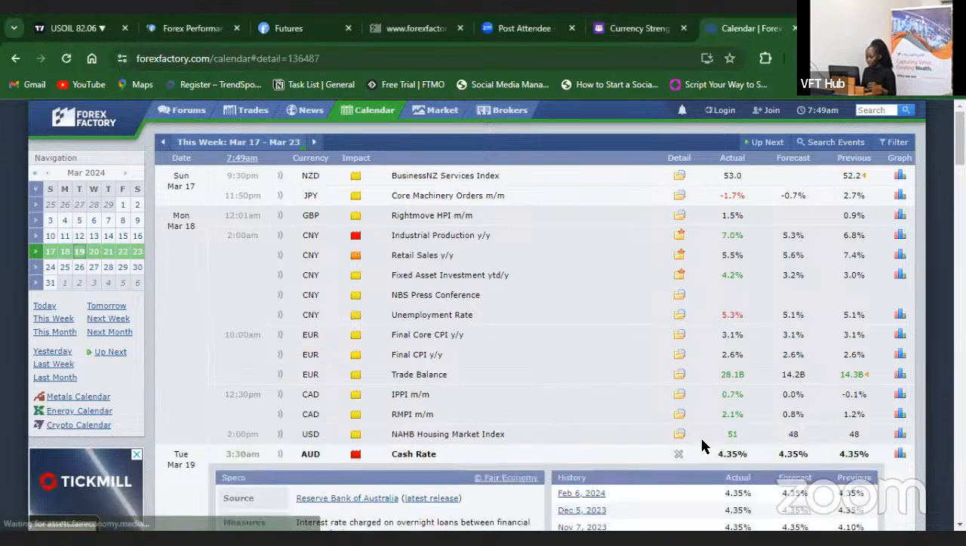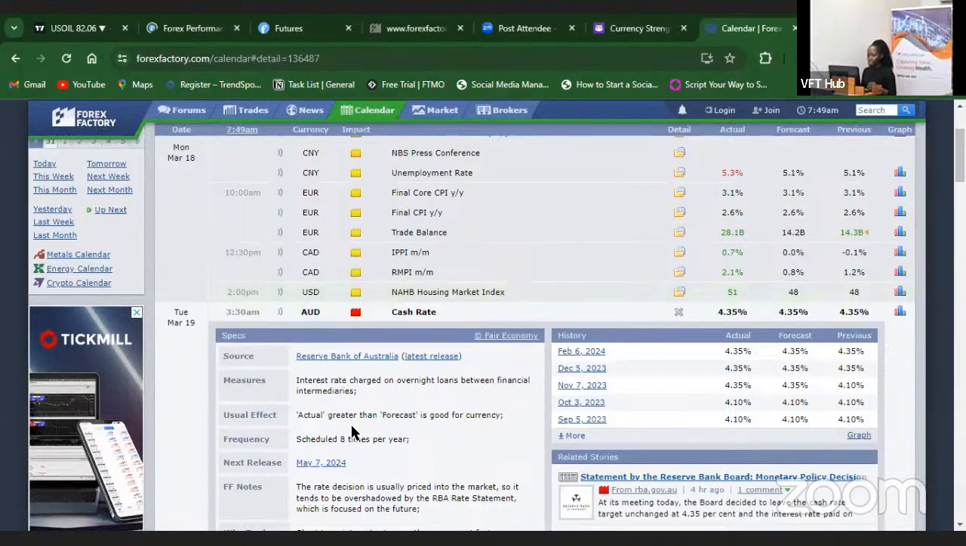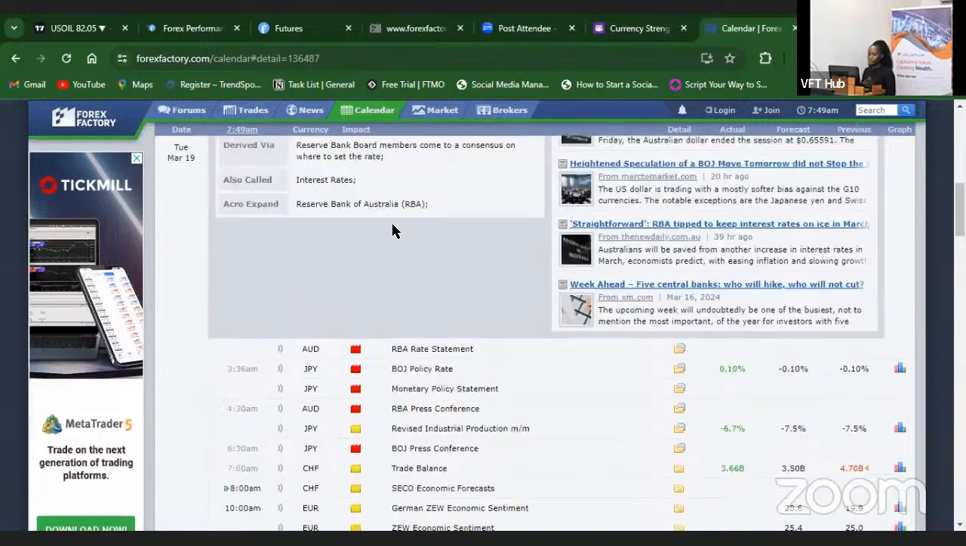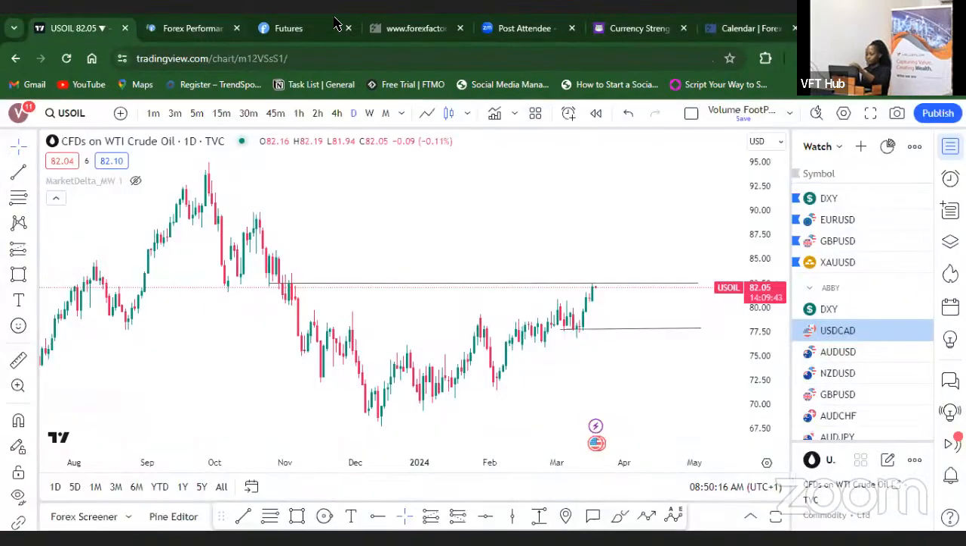For you to understand what this means, we just click on this icon here, and it shows you what it measures: the interest rate charged on overnight loans between financial intermediaries. The effect is, when you see this news release greater than what was forecasted, then it is good for the currency. And this guy already came out exactly as forecasted. It was forecasted to come out at 4.35%, and it came out at 4.35%, right? Which is good for the AUD currency, which supports our bull move even more. So that's pretty much it for the commodity currency pairs.